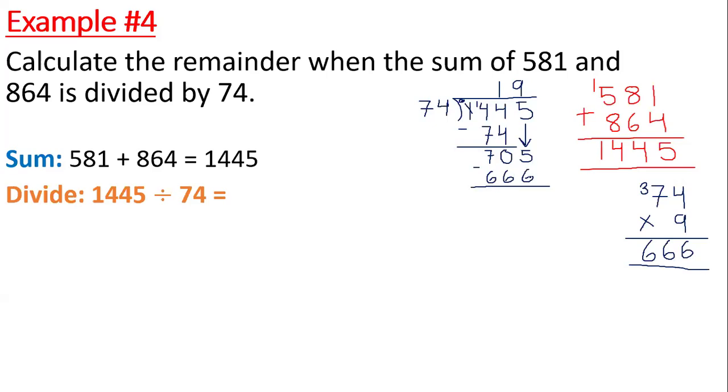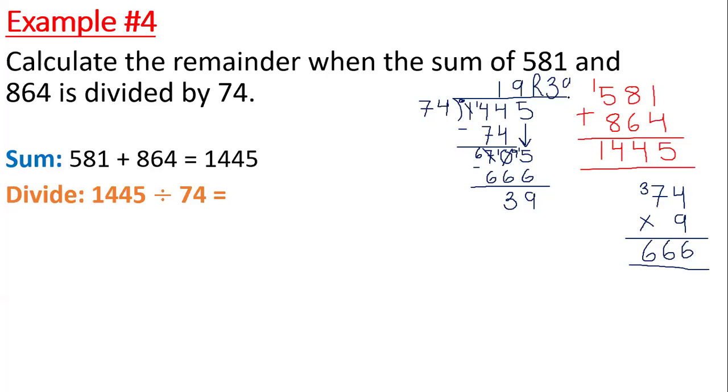All right, 5 minus 6, we can't do that. We have to borrow. There's going to be what? 10. This becomes 9, and then the 5 becomes 15. 15 minus 6 is 9. 9 minus 6 is 3. So what's the remainder? 39. So the remainder is 39.